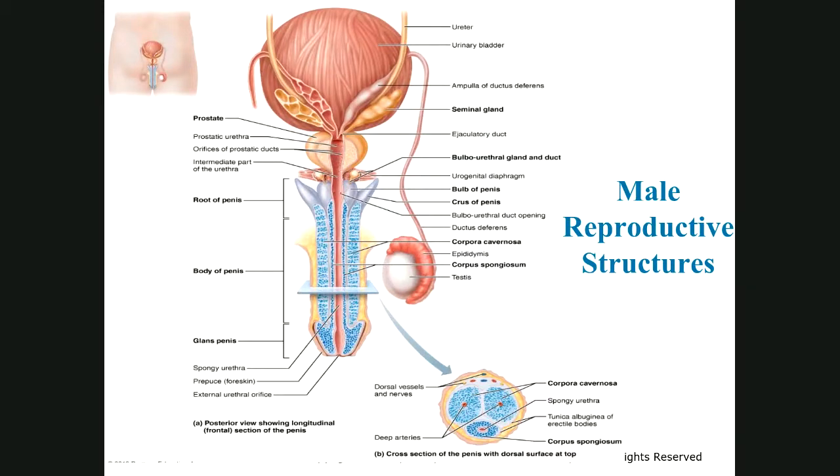They are very rich in fructose, citric acid, coagulating enzyme such as vesiculase, and prostaglandins. It's a yellowish pigment that can even fluoresce under UV light. And they comprise almost 70% of the volume of the semen. The duct of the seminal gland joins the ductus deferens to form the ejaculatory duct. So they join together to form this ejaculatory duct.